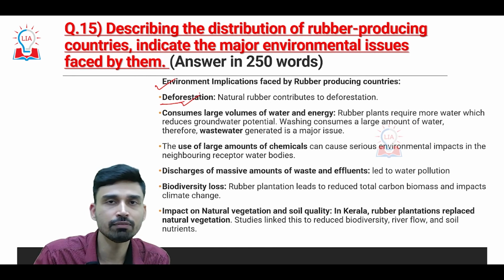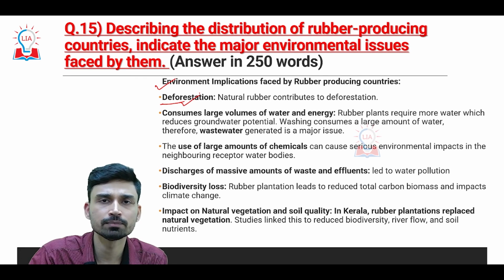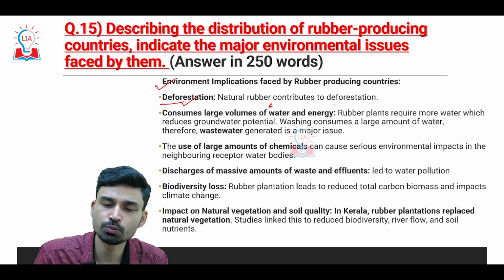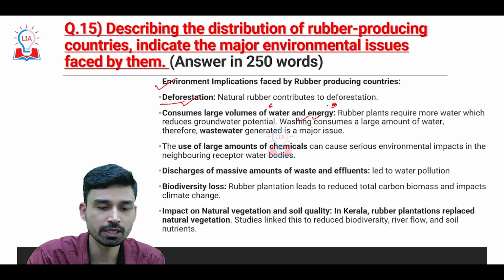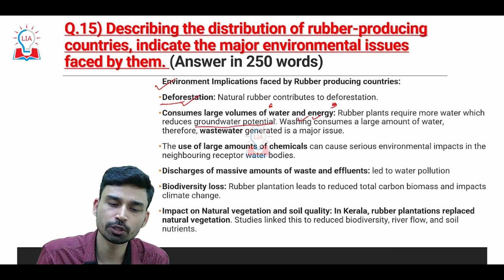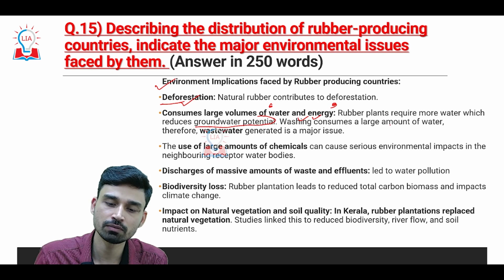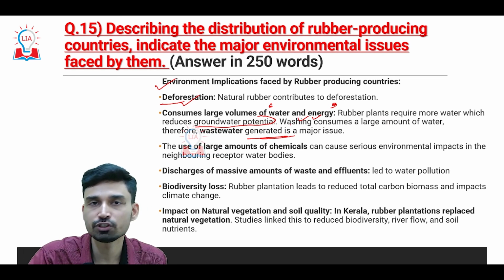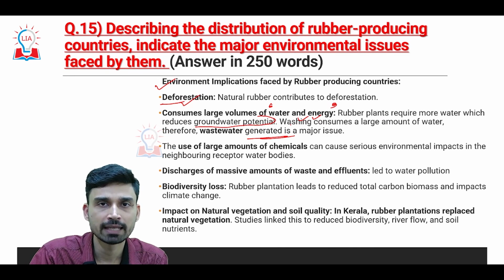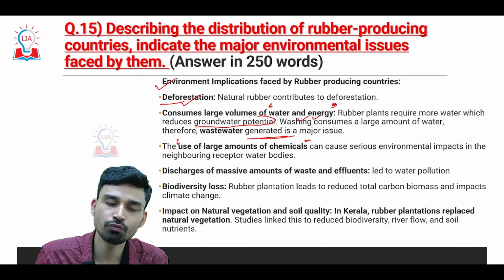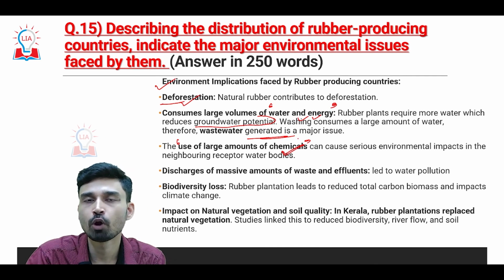So it causes deforestation, and this we can link with the various environmental issues that we can face by the process of deforestation. Second, the rubber industry consumes a huge amount of water and energy, and that is why it reduces the groundwater potential. It exacerbates the water crisis in different regions of the world, and the wastewater that is generated is also a major issue, because wherever we release the wastewater, it can pollute the groundwater resources further.